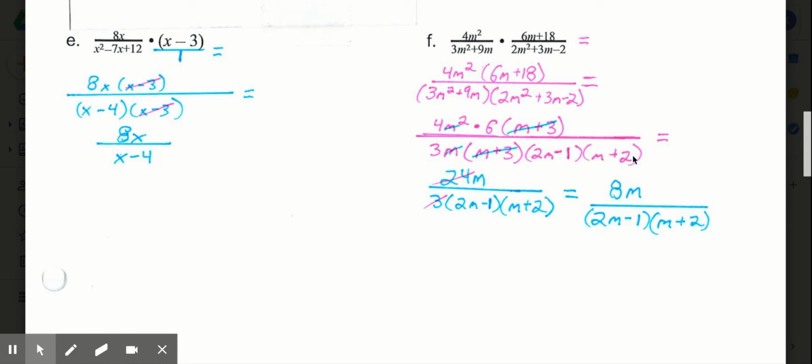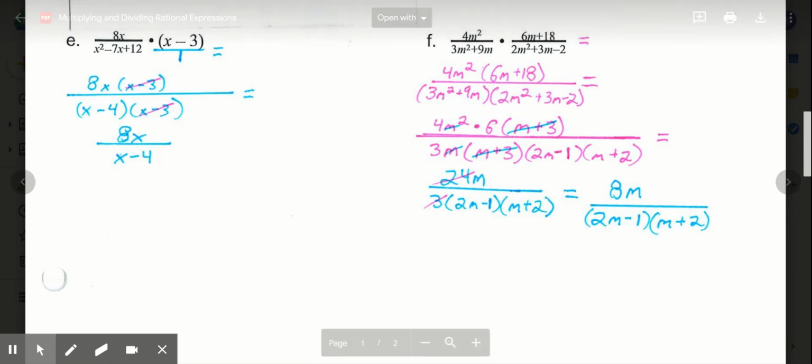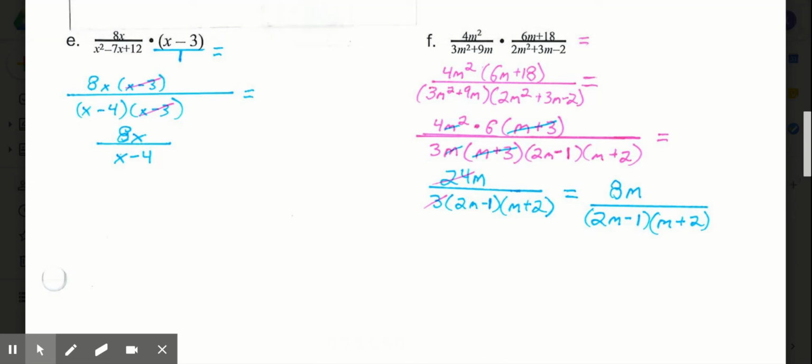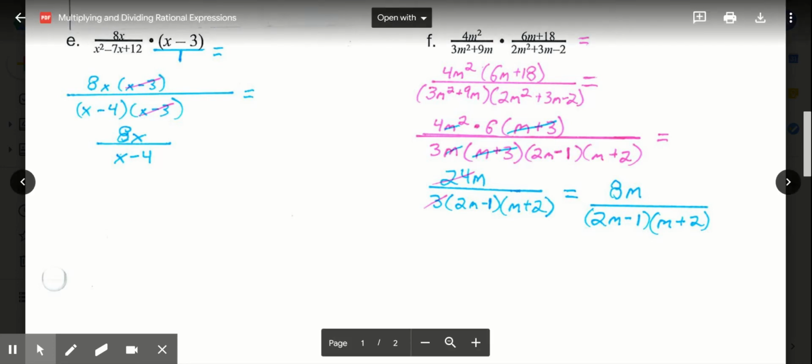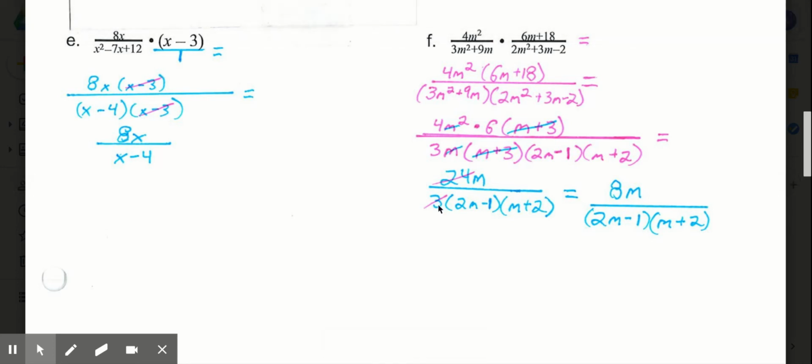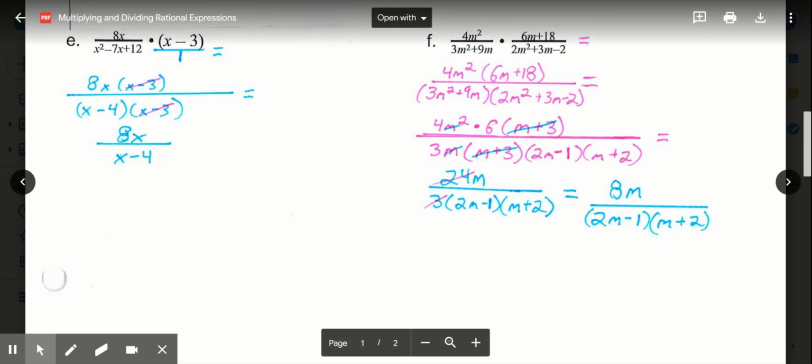So then in that case, I can start to cancel pieces that are shared. So m plus 3 and m plus 3 cancels. And from my m squared and my m, that could be canceled down to just a 4m on top and the 3 on bottom. So now what I have is 4m times 6, which is 24m on top. And on bottom, 3 times 2m minus 1, m plus 2. Now the 24 and the 3 can both be divided by 3. So that becomes 8m on top. And then the 2m minus 1, m plus 2 on bottom.